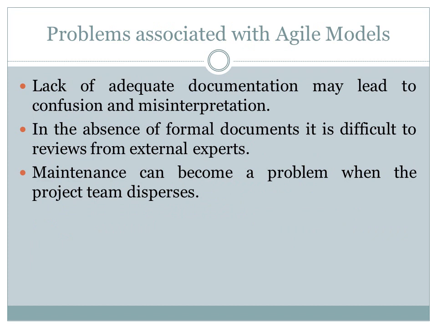And what are the problems associated with the Agile model? The major problems associated with the Agile model are due to inadequate documentation. The lack of adequate documentation leads to confusion and misinterpretation. Since formal documents are absent, it is difficult to review the project or the software by external experts, and maintenance becomes a problem once the project team disperses.